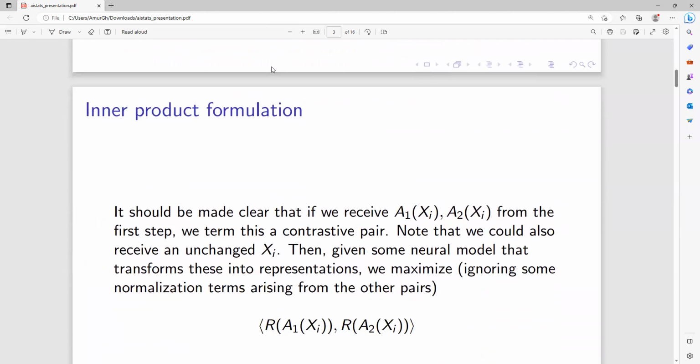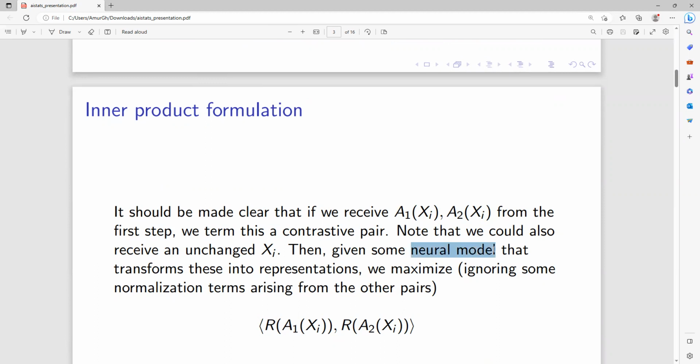Now, we usually write this in terms of inner products. And if we have A1 and A2 from the first step, we call this a contrastive pair. Sometimes we don't even get an A2. We get Xi itself, and we just have A1 Xi. So the one valid augmentation you always have is just keep it unchanged.